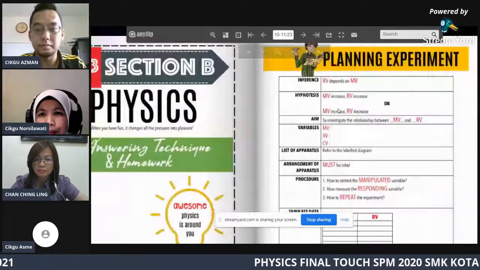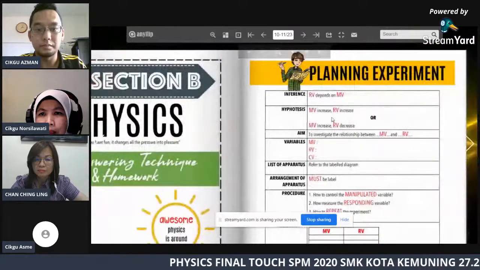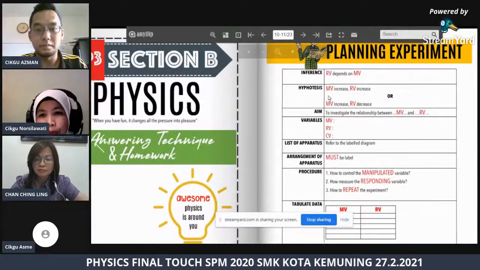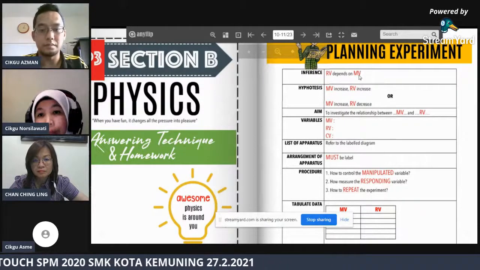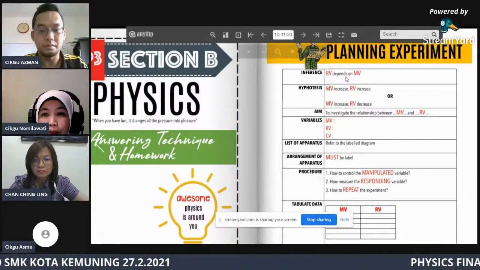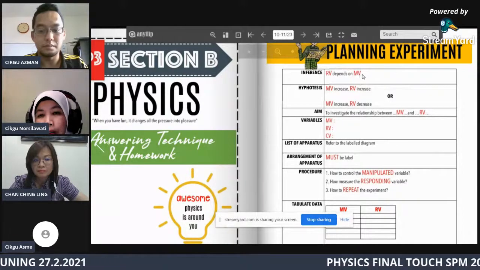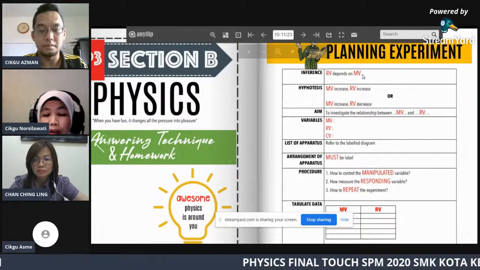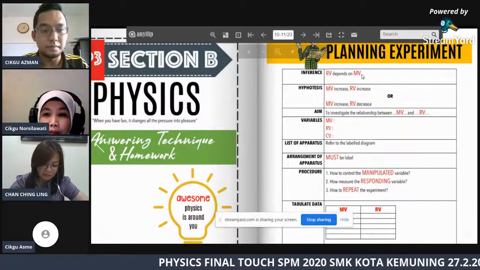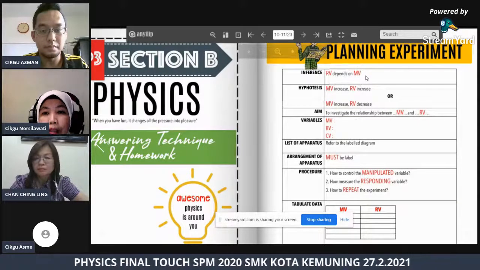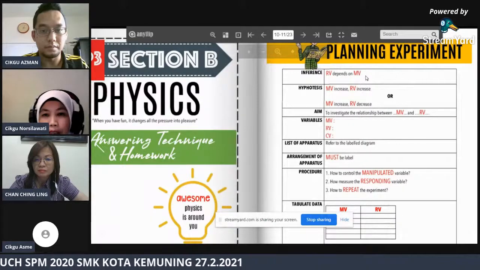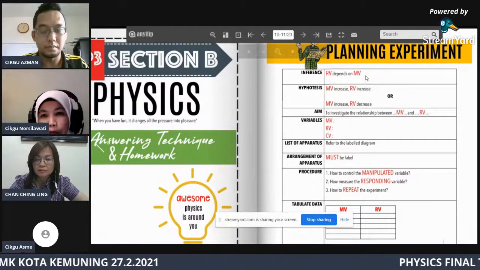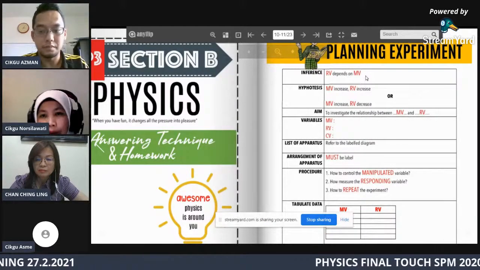Inference is a relationship between two variables. RV depends on MV, so the responding variable depends on the manipulated variable. Or you can also write it the other way around: the manipulated variable affects the responding variable. Boleh juga you letakkan manipulated variable di depan dulu, then followed by responding variable. Okay, that's number 1 for inference.